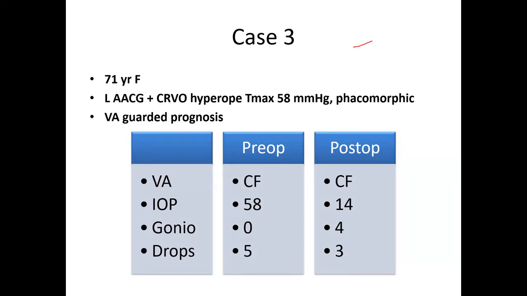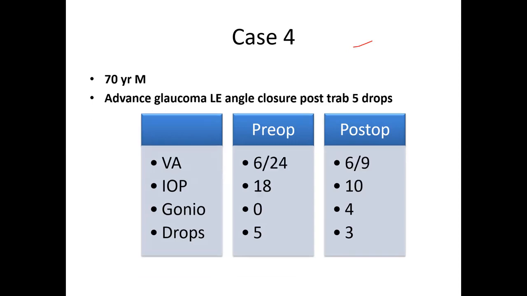Guarded prognosis was explained to her, and I explained clearly that we were doing this just to control her pressure. And she did quite well. We managed to reduce her drops to 3 drops, and the angle was wide open, pressure was 14, but obviously the visual prognosis was already poor, so she did not do too well in that respect.